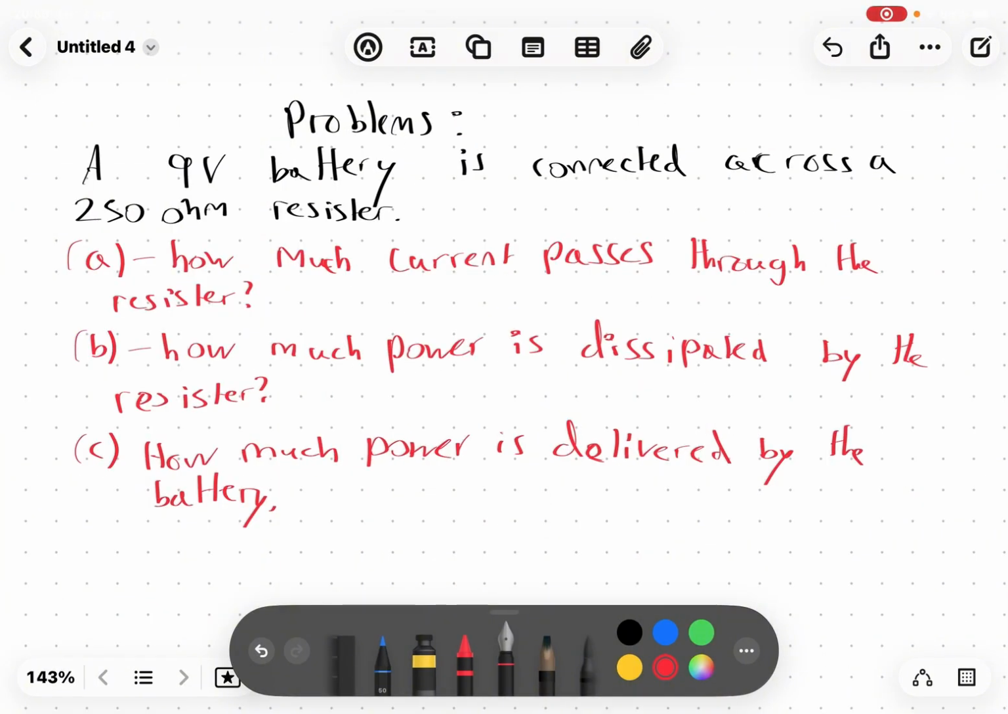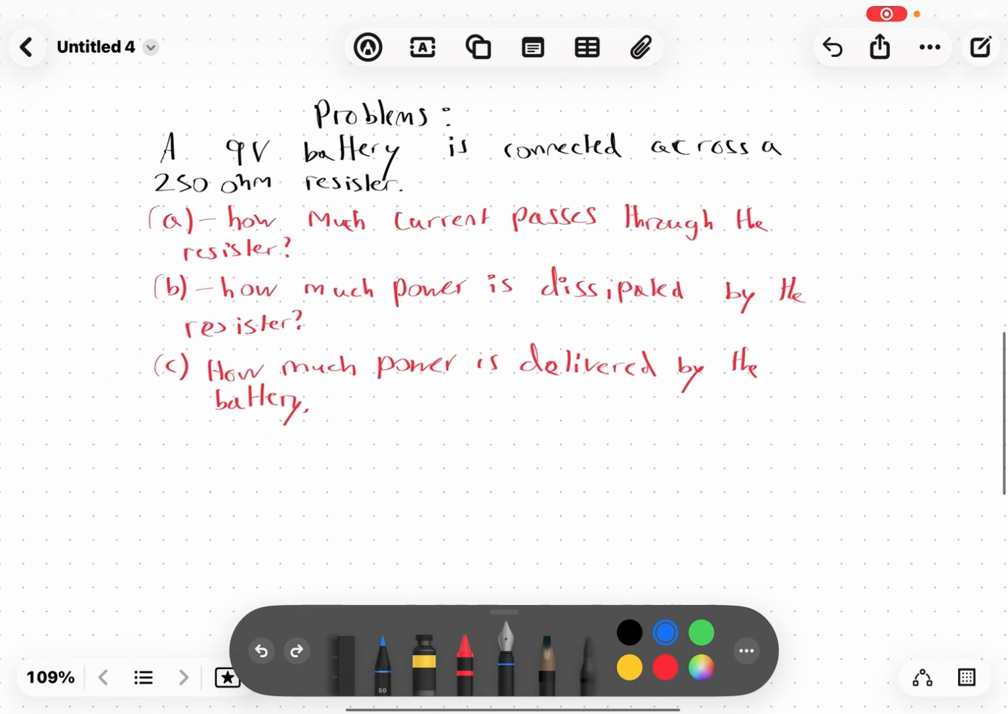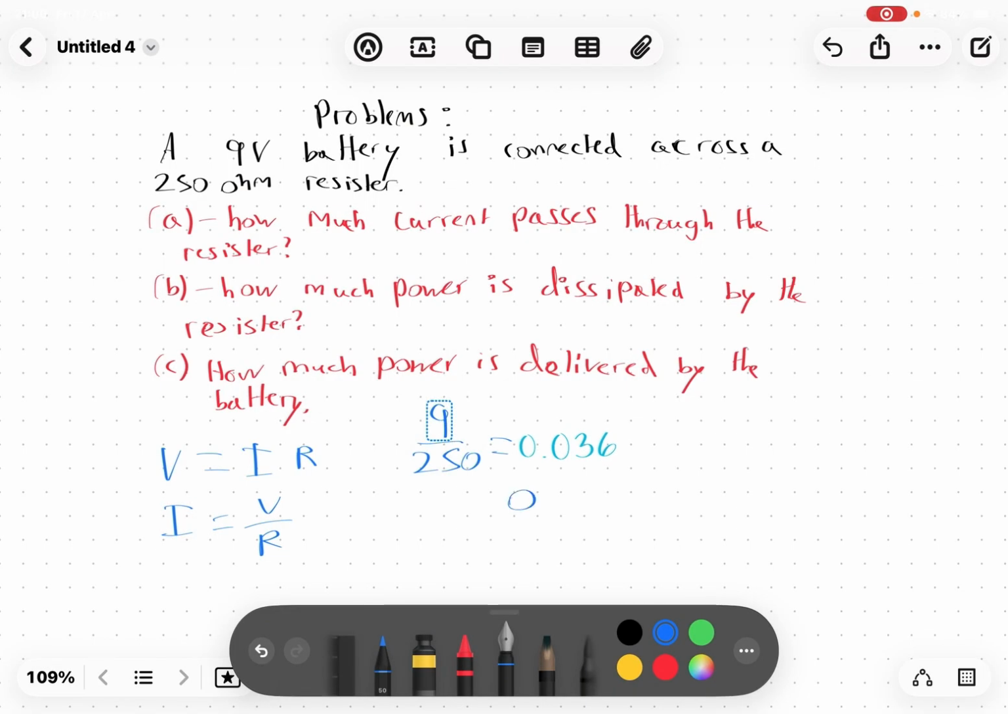So the next example problem is that a 9-volt battery is connected across a 250 ohm resistor. The ohm is just a unit for resistors. And the first question is how much current passes through the resistor. So we have the voltage, we have the R, so we need to find the I. So I equals V over R, which is let's just put it as 0.4.